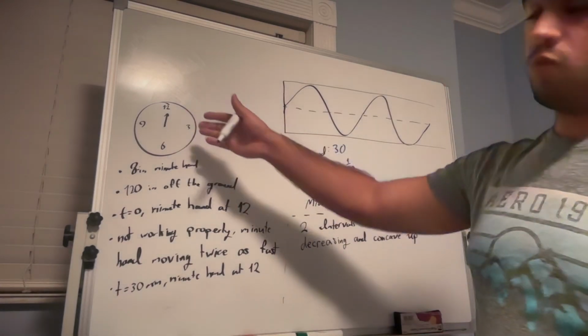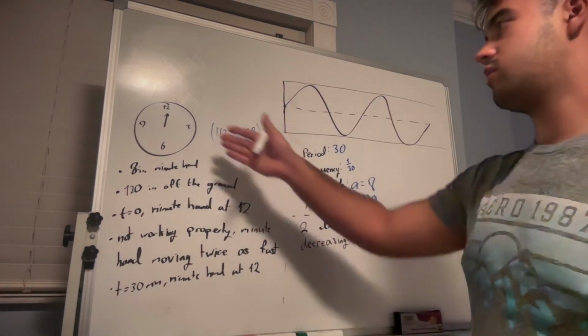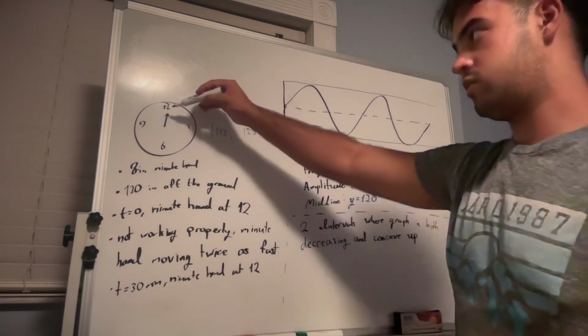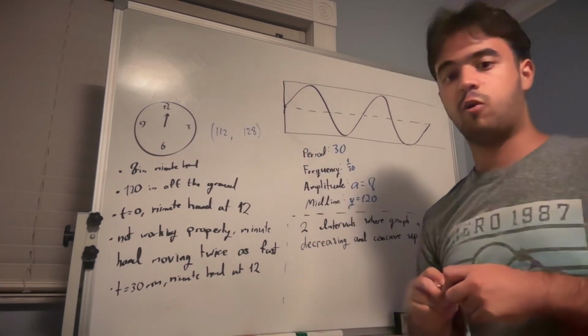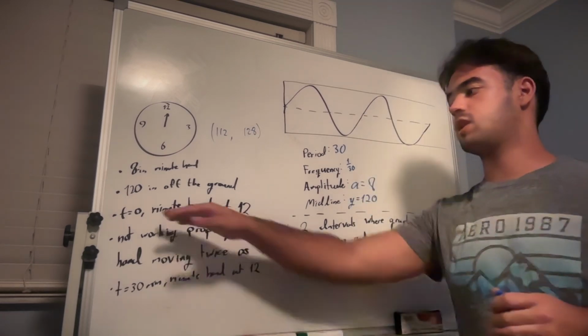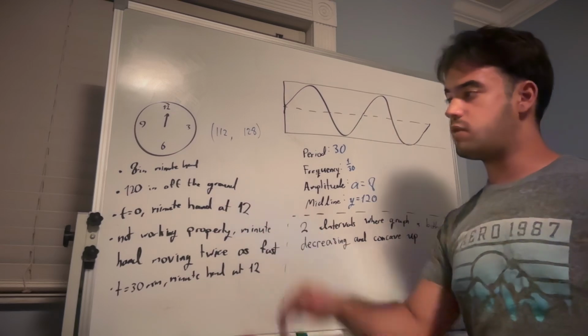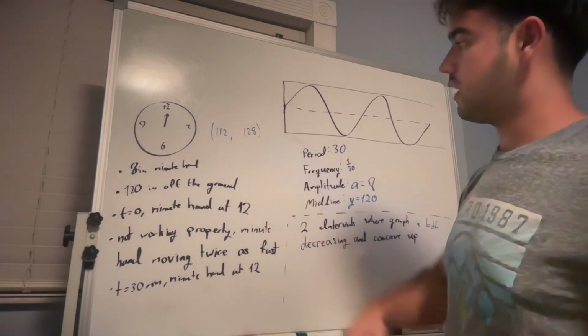So basically, that's how we know where the midline and the amplitude is based off the clock going around. Now here we have a graph, and we're going to plot some points. So the first point I'm going to plot is when time is 0, because it tells us the minute hand is at 12, so that means the y value, my height, will be 128.